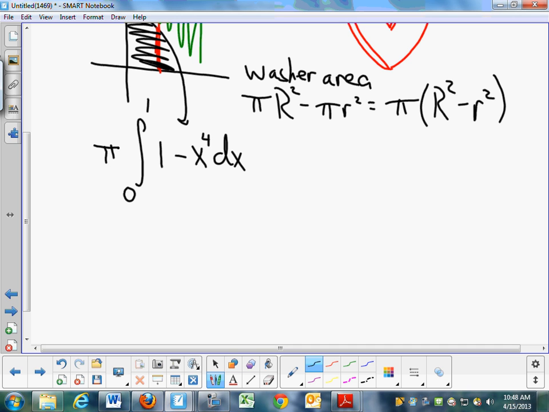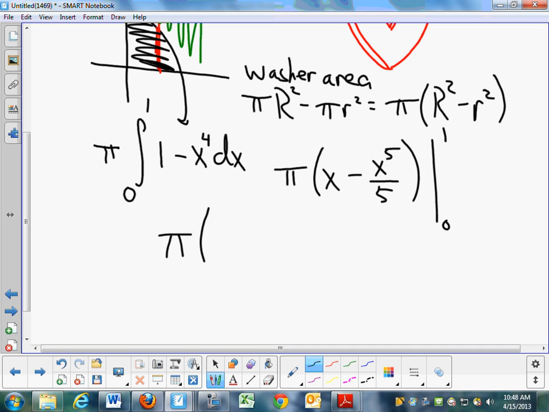So now we have this piece, and now we integrate. What is the antiderivative of 1? Good. So we have x minus, what's the antiderivative of x to the 4th? We're going to evaluate that from 1 to 0. If we plug in 1, we get pi times 1 minus 1/5, which is 4 pi over 5.